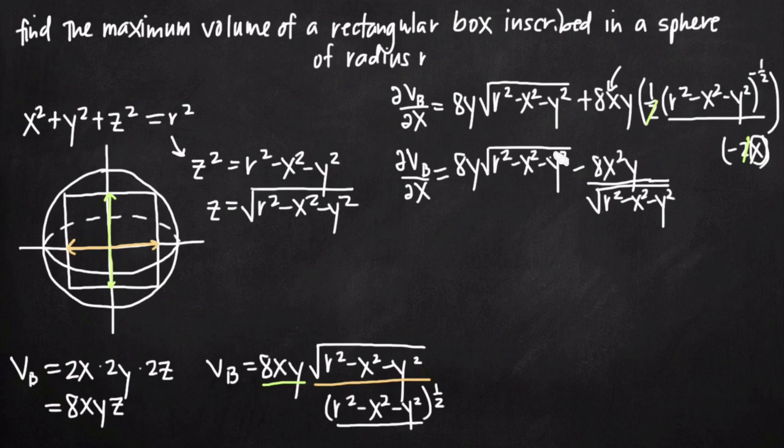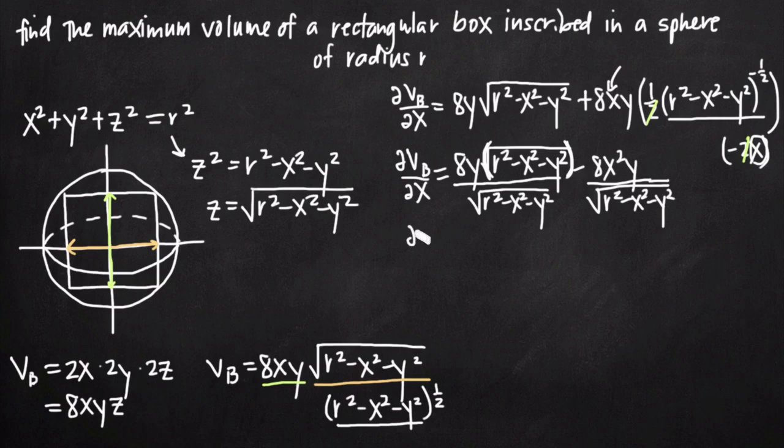Now here we want to combine this into one fraction. We want to find a common denominator. So multiplying this first term by square root r squared minus x squared minus y squared in order to find a common denominator, we get that square root in the denominator, and our square root in the numerator disappears, and essentially we're just left with the quantity r squared minus x squared minus y squared.